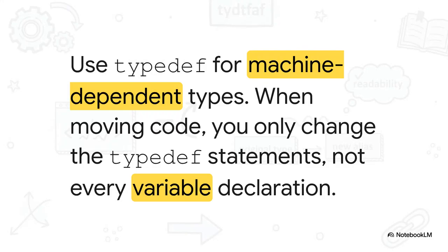Let's talk about that first one, portability. So the size of a basic type, like an int, can actually change depending on the computer you're running your code on. If you create a typedef for a specific kind of number, think about standard types like size_t, you can move your code to a new machine and only have to change that one typedef definition. You change it in one spot instead of hunting down hundreds of variable declarations. It is a massive time saver.